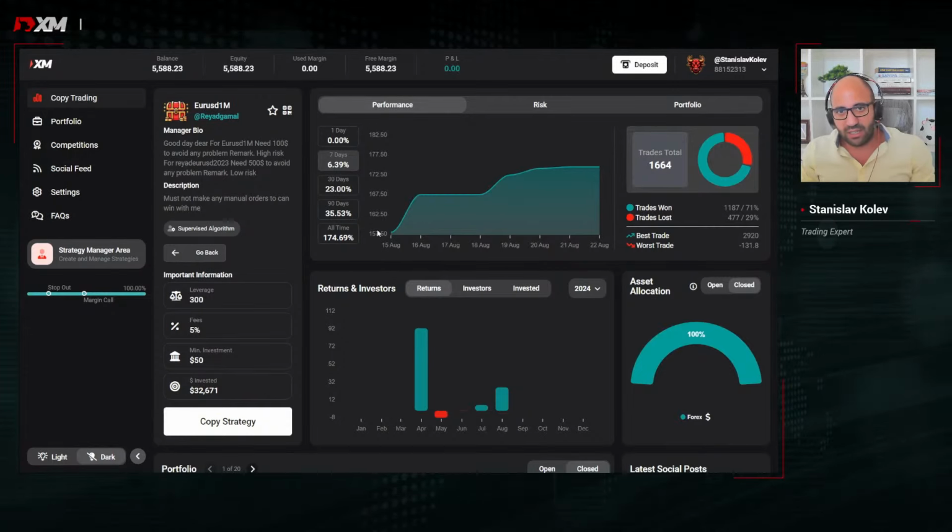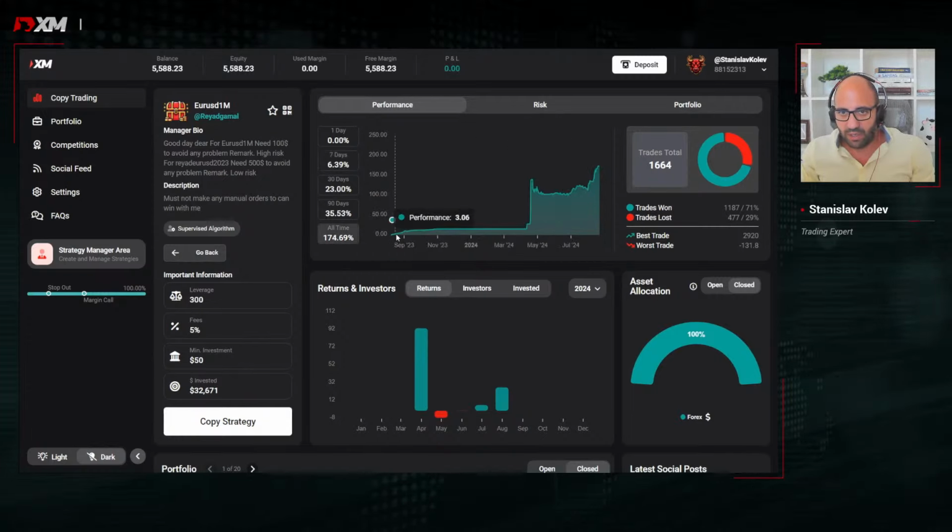And so far, in terms of the last 7 days, we have fantastic returns. Let's see in the all time. All time, September 23 has been going up. Then this account was not active in November, and it got active back in May with a nice trade. And then since then it has been significantly going up. We have 71% of the trades being winners, 29% losers. The best trade is 2,920, while the worst trade is 131.